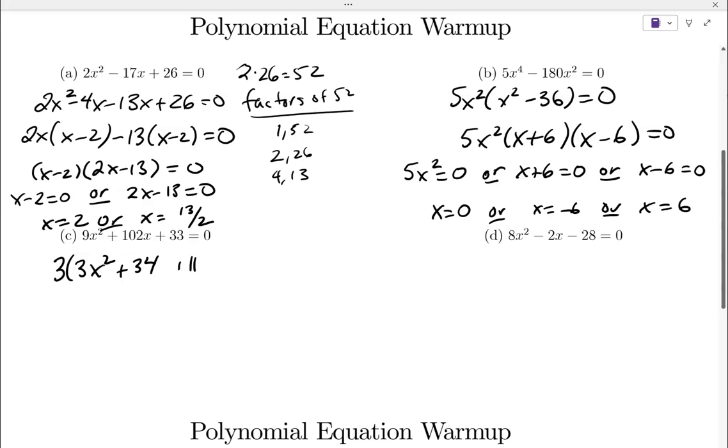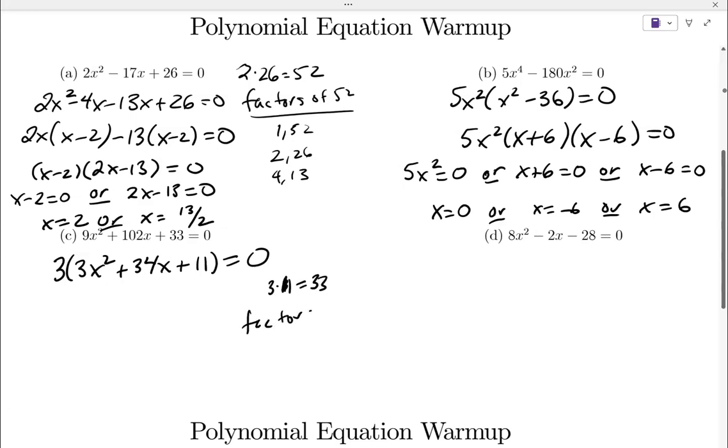Is that what you said? My goodness. 3x + 11. There we go. And now at this point we do the AC method again, right? Multiply your 3 and 11 together to give you 33.